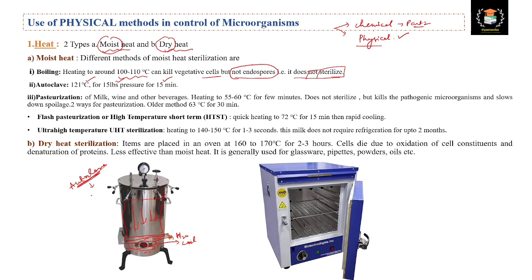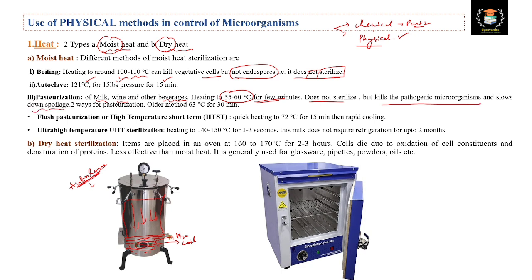Okay, it will be sterile. It is a very good method, generally used in labs. Next is pasteurization. Pasteurization is generally done for milk, wine and other such beverages. It involves heating to 50 to 55 degrees Celsius for a few minutes. This is called pasteurization. It does not sterilize, but kills the pathogenic microorganisms and slows down spoilage.